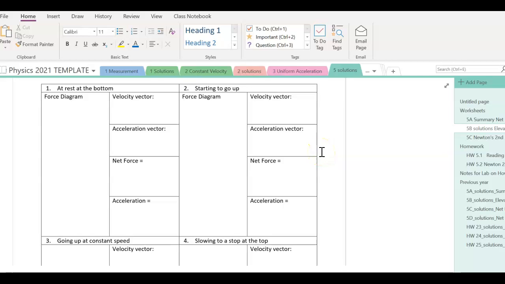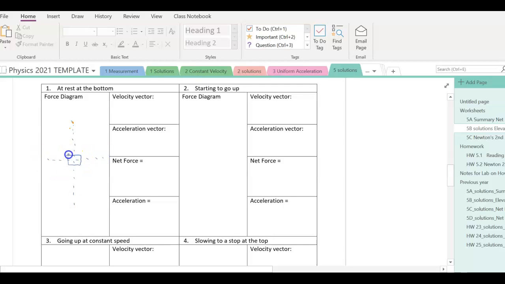Continuing the elevator lab, we're now going to look at some force diagram analyses and actually show how to calculate the net force and the resulting acceleration for each part of the man's trip in the elevator. Okay, so we'll start with when he was at rest at the bottom. And so we've already seen this force diagram, but let's just draw it again.